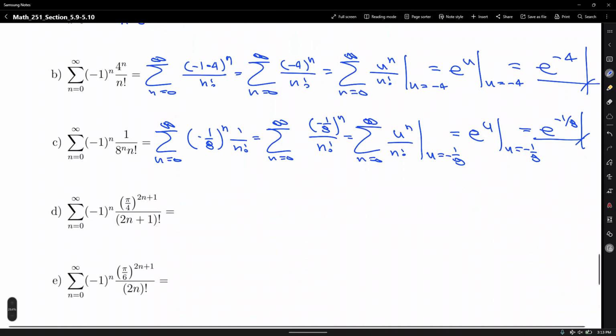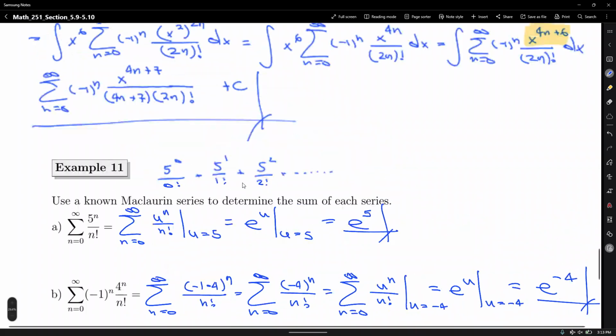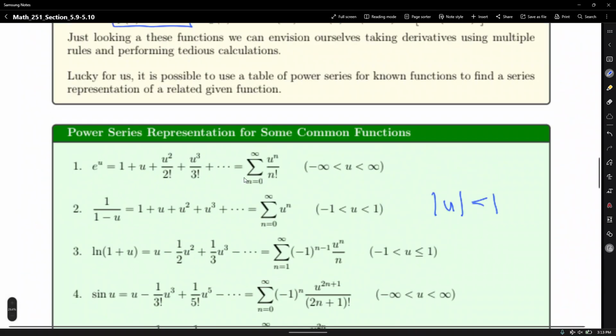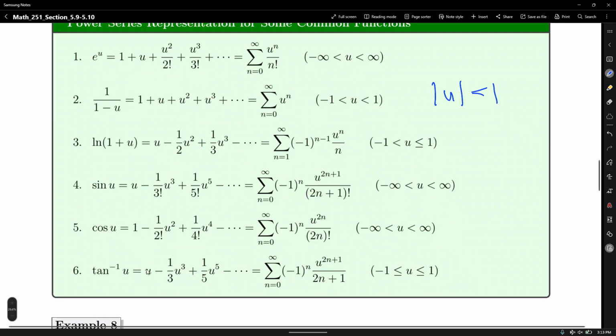All right, so letter D, sigma n equals 0 to infinity of negative 1 to the n, pi over 4 to the 2n plus 1, divided by 2n plus 1 factorial. Okay, well, look at the factorial in the denominator. Does that remind you of a particular power series for a particular elementary function? It's going to be the sine one, right? Let me go back to the list of functions over here. And that's indeed the sine one, the one with the 2n plus 1 factorial.